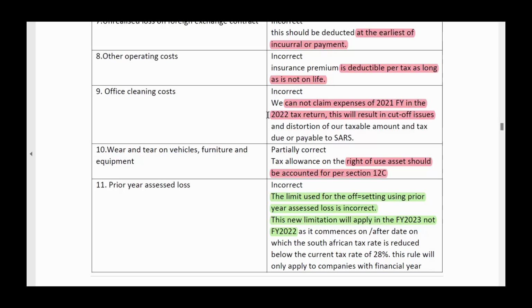For the office cleaning costs, they correctly state that we cannot claim expenses for 2021 in the 2022 tax return. But then they want to say this will result in cut-off issues. So that's more of an accounting problem. What we wanted to see here was the application of the tax principles, possibly saying in terms of Section 11A, expenses are deducted in the year of assessment in which they were incurred.